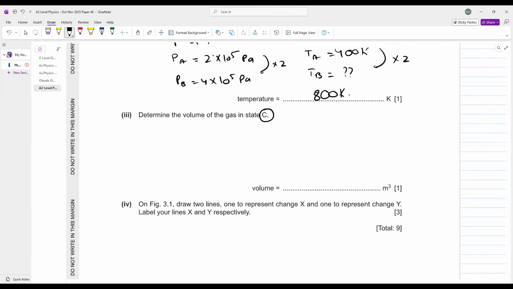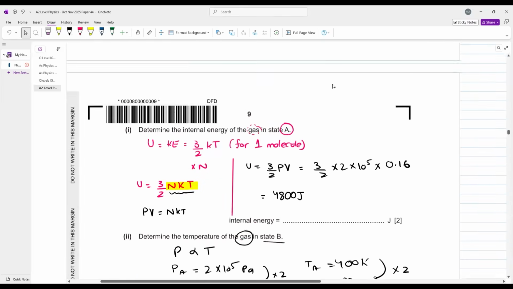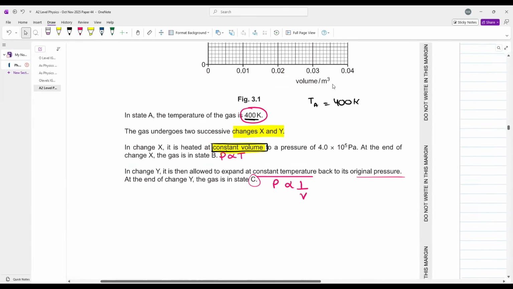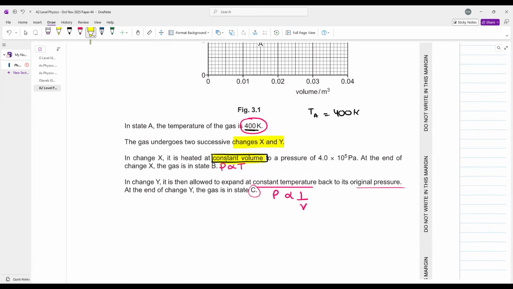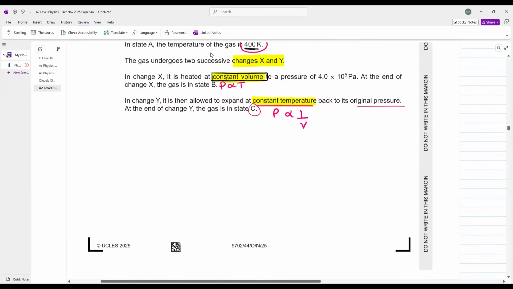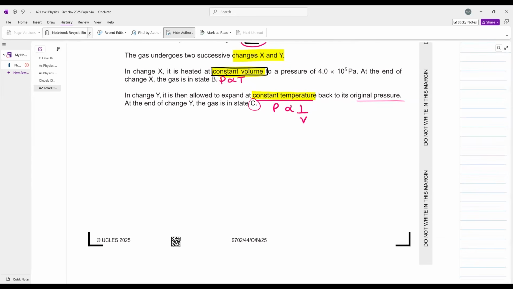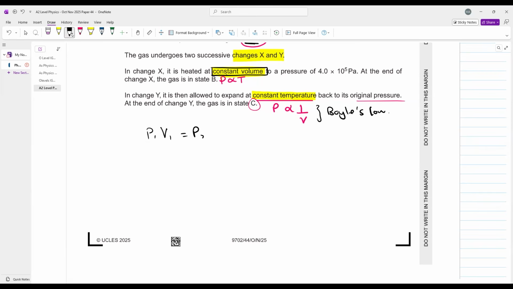Determine the volume of the gas in state C. अब state C में आपने volume of the gas determine करना है. Can you realize? As we move towards state C, we are moving at constant temperature. जब भी आपका temperature constant होता है, pressure becomes inversely proportional to volume. This is what? Boyle's law. Boyle's law क्या कहता था? P1 V1 is equal to P2 V2.